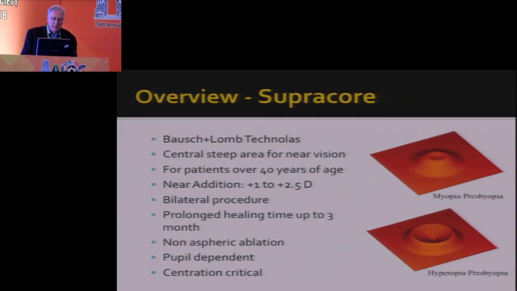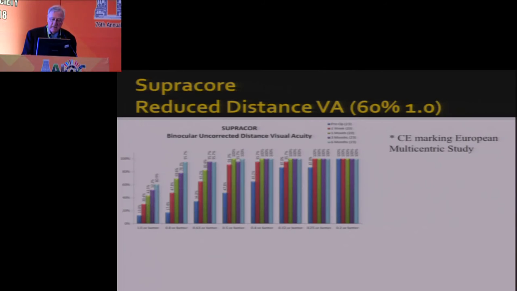Here you have the Supracor, the Bausch and Lomb Technolas central steep area for near vision for patients more than 40 years of age, near addition from +1 to +2.5 diopters, bilateral procedure, prolonged healing time of up to 3 months, non-aspheric ablation, pupil-dependent, centration critical.